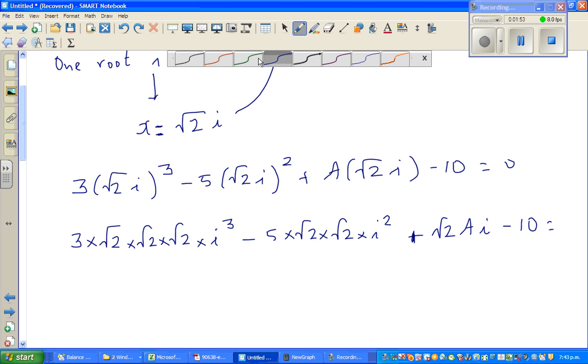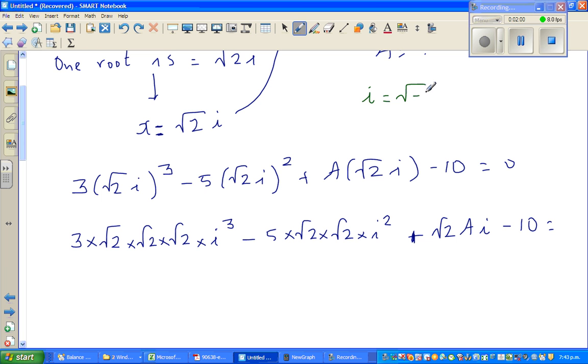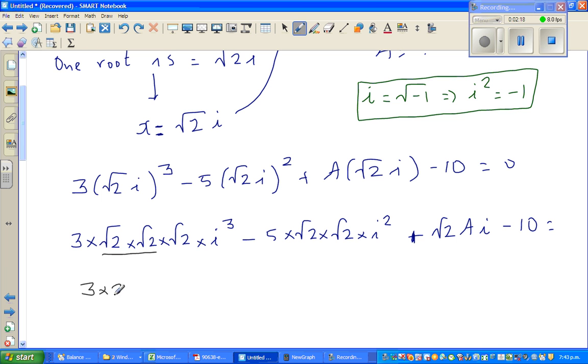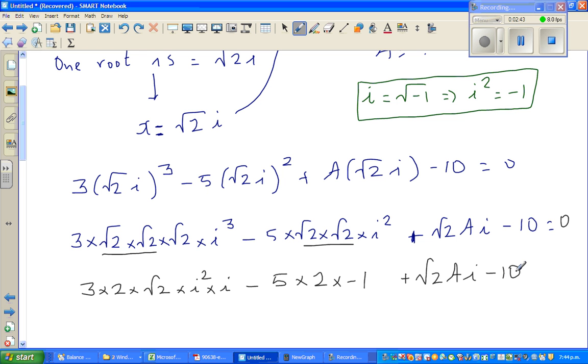Okay, now before I move on to the next step, you should know that by definition, i is the square root of negative 1, which implies i squared is negative 1. So i squared can be written as negative 1. One more thing, root 2 times root 2 becomes 2. So this is 3 times 2 times root 2 times i squared times i. I'm doing more steps so that you understand. This is 5 times 2 times negative 1, plus root 2ai, minus 10 is equal to 0.